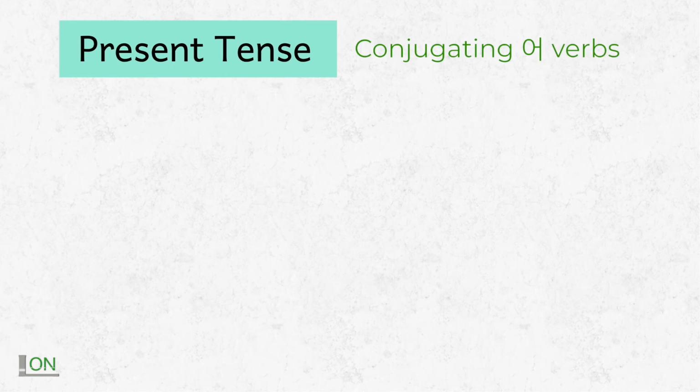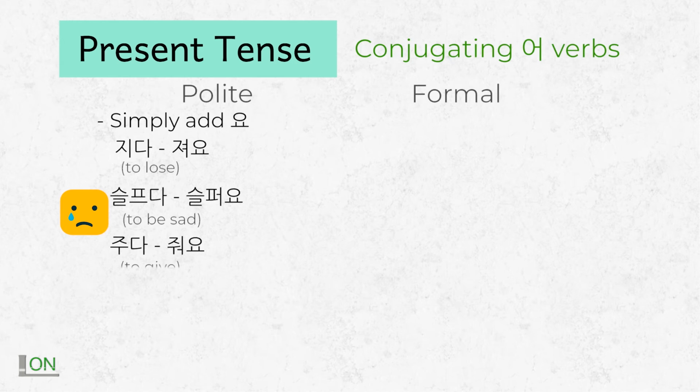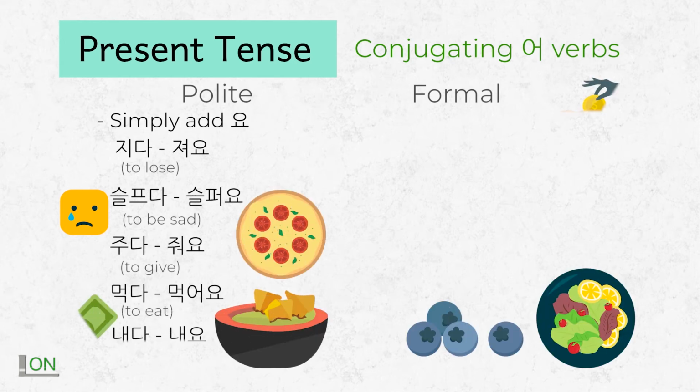I conjugated all these verbs into casual, and now let's look at polite and formal. So in polite, you just simply add 요. For example, 치다, 쳐요. 슬프다, 슬퍼요. 주다, 줘요. 먹다, 먹어요. 내다, 내요.